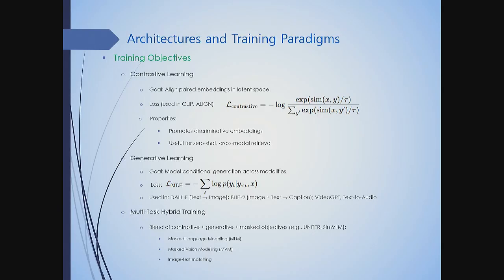Another training objective is multi-task hybrid training. Here you have to blend contrastive and generative; hybrid means you are combining more than one thing. So you can combine contrastive and generative, and maybe a masked objective.